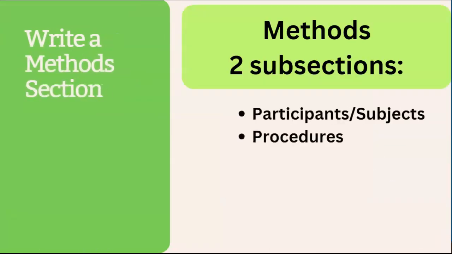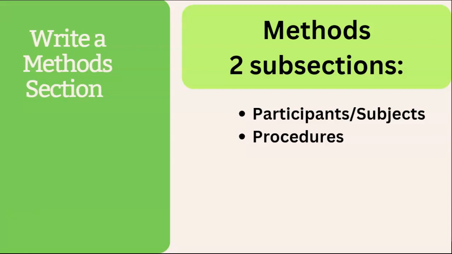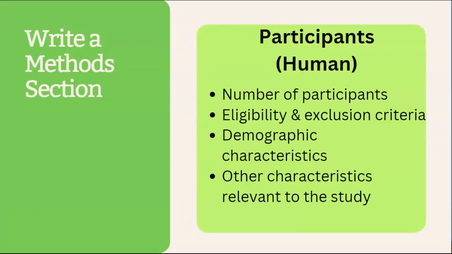Write a methods section. In your research proposal, you want to describe exactly how the study would be conducted. Your methods section should have 2 subsections: participants or subjects, and procedures. If your participants are humans, you want to describe how many you will need and how you will find them. How will you determine who is included or excluded from the study? Include the participants' demographics, such as age, gender, ethnicity, income, or education, and any other relevant characteristics, such as diagnoses.